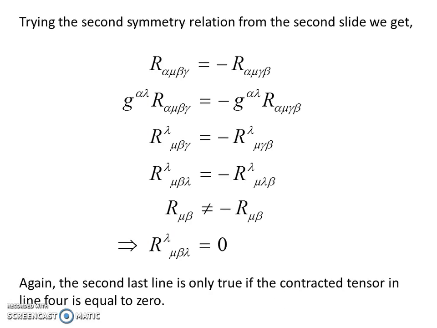Now trying the second symmetry relation, this one here, again multiply by the inverse metric so that we can raise the first index. A similar thing to the last case happens when we contract the Riemann tensor on the first and fourth indices: we end up with a result that doesn't make sense unless the contracted Riemann tensor goes to 0. And so in this case and on the previous page, we don't get much information, because the Riemann tensor goes to 0 when it's contracted on the first and second and on the first and fourth indices.